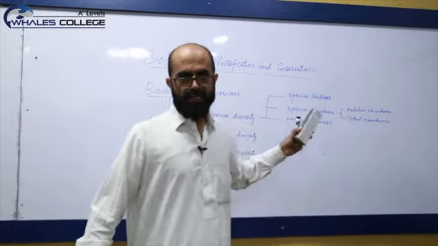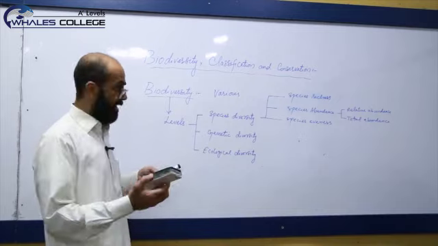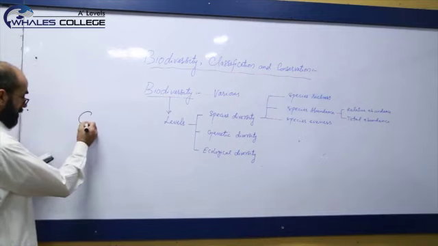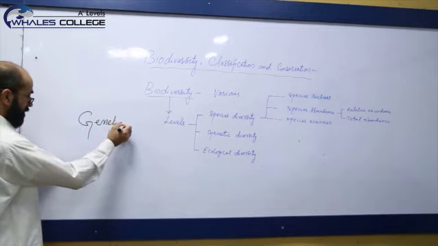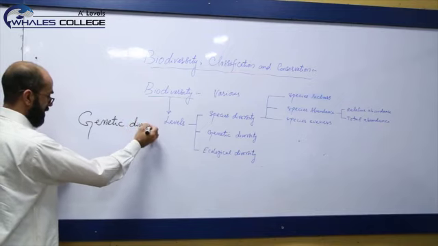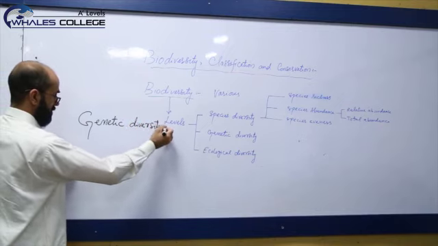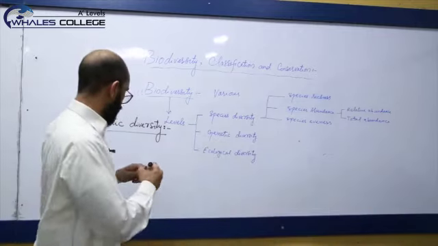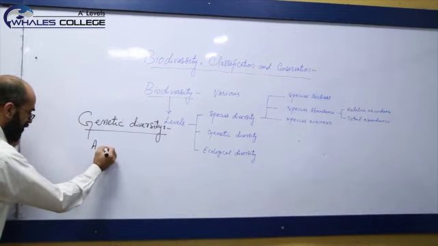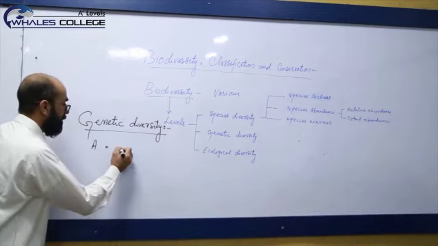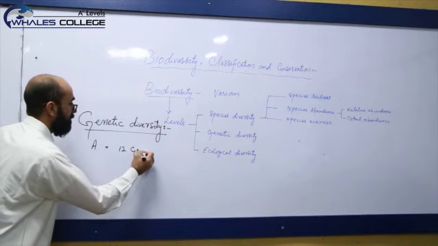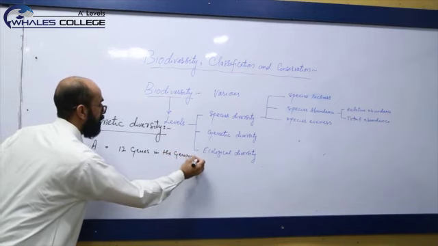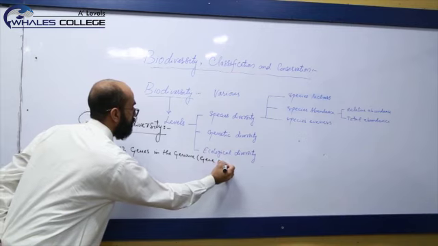So we were talking about genetic diversity, and let's talk about genetic diversity. It's mentioned over here. Now, let's suppose we have a species A, and species A has a total number of 12 genes in the genome, or in the gene pool.